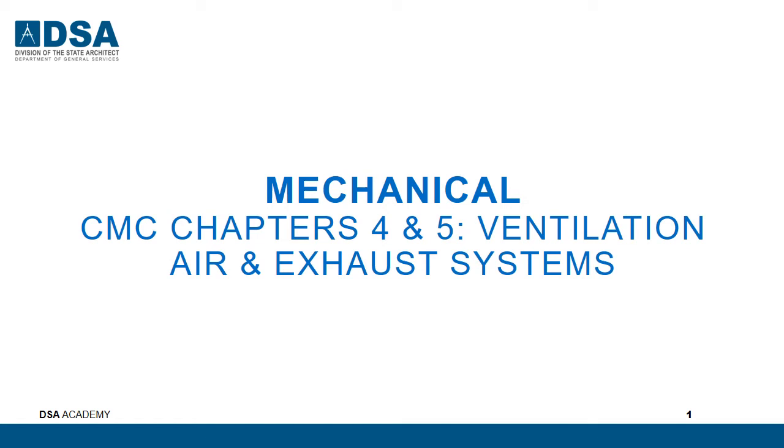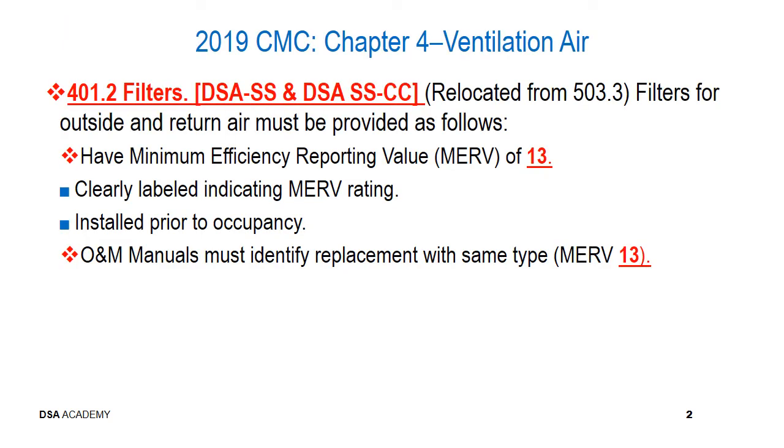We'll now discuss chapters 4 and 5, which deal with ventilation, air, and exhaust systems. We just have a little bit of information to cover for chapter 4, which is ventilation air, and that deals specifically with the types of filters that are required to be installed in HVAC systems and return air supplies.